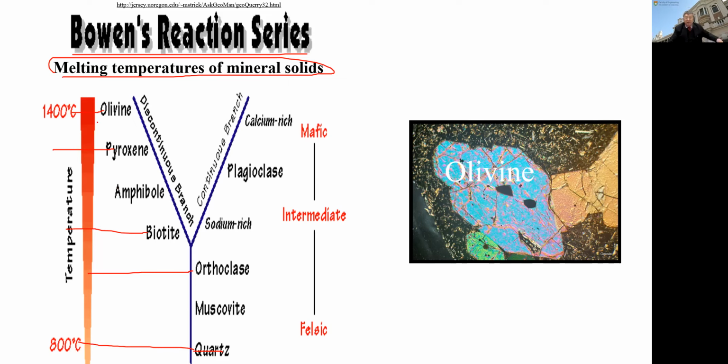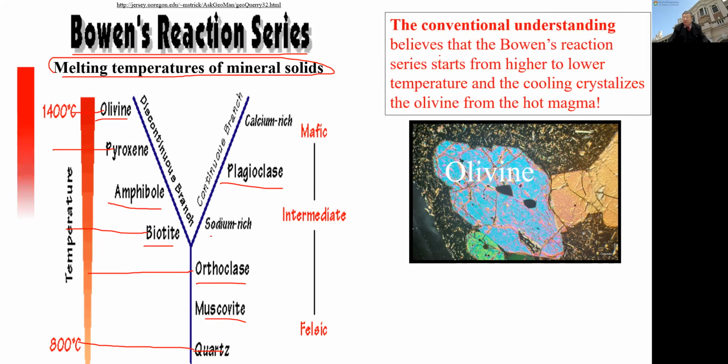So the reason we say the temperature is from 700 to 1400 is because of this range. So we can see the olivine there, but not the pyroxene, or this kind of plagioclase feldspar. Then there's potassium feldspar, and the muscovite and the biotite. So that's the temperature here. So the conventional understanding is that Bowen's reaction series started from high to low temperature.